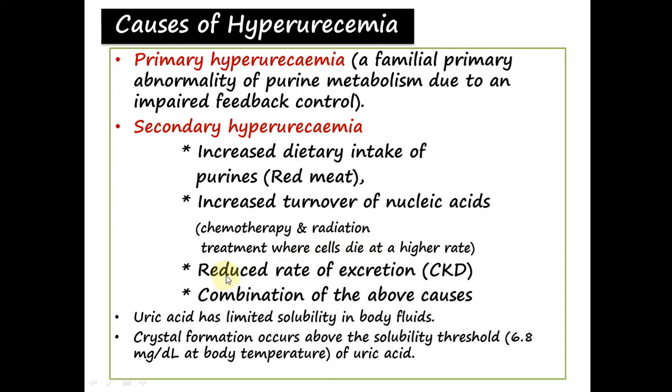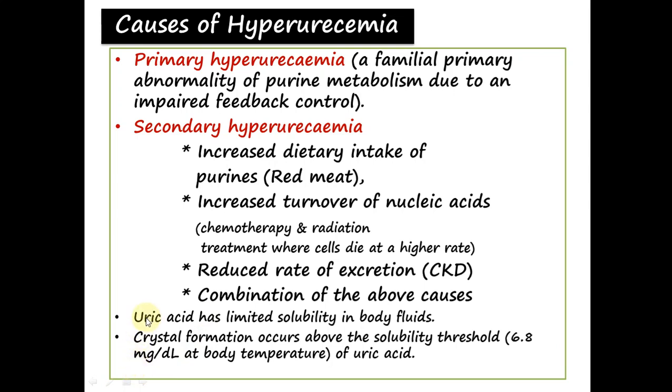Sometimes, as we discussed in the previous slide, uric acid is excreted in the urine. But if there is a problem, for example in chronic kidney disease, the urinary excretion of uric acid may be disturbed, and it will lead to accumulation of uric acid in the blood and will cause hyperuricemia. In certain situations, a combination of all these above causes in various proportions may lead to an elevated level of uric acid in the blood, causing hyperuricemia.